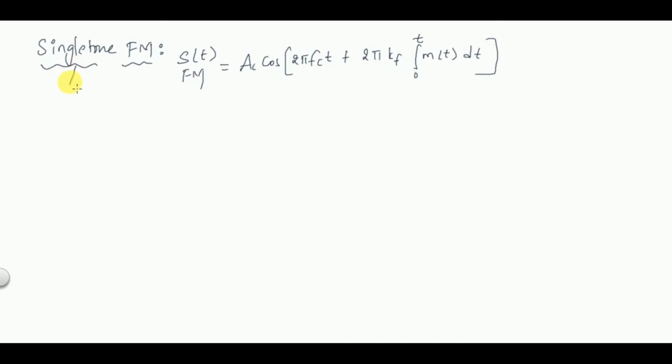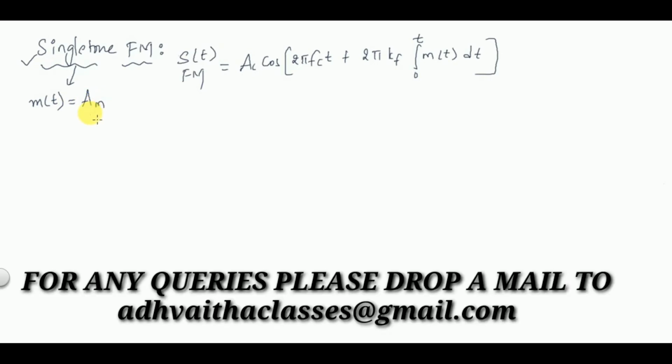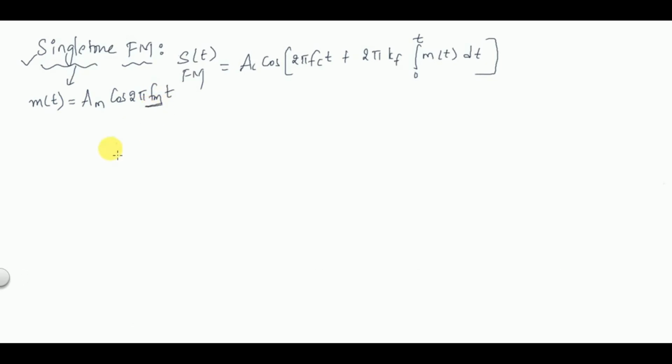So now we are taking the case of single-tone. What is single-tone? If the message signal consists of a single frequency, then the process of modulation is called single-tone modulation. So in single-tone modulation what we consider is m of t equal to Am cos 2 pi fm t, that is, we know the frequency here. In the general case we have taken m of t, so we don't know the frequency there. It represents a band of frequencies, and if the frequency is single, then it is called single-tone FM.